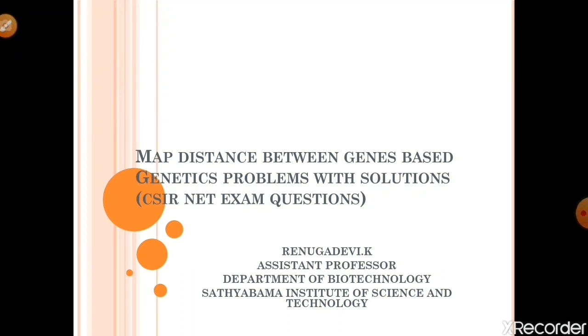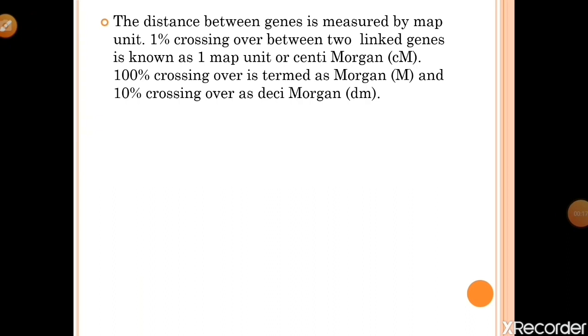Good morning to all. In this session, we will see how to find the map distance between two linked genes. Distance between two linked genes is usually measured by map unit. 1% crossing over between two linked genes is known as 1 map unit or 1 centimorgan.